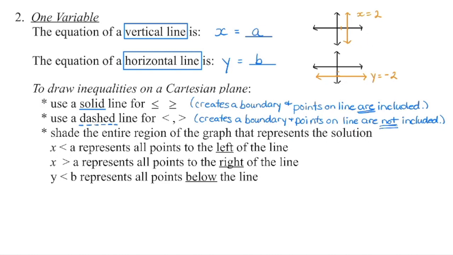If we have a horizontal line and we have y is less than this value, we're going to shade below to show that all points in this region have a y-coordinate less than that value. And if we have y is greater than that value, we're going to shade above. All y-coordinates in this region will have a y value greater than negative 2.